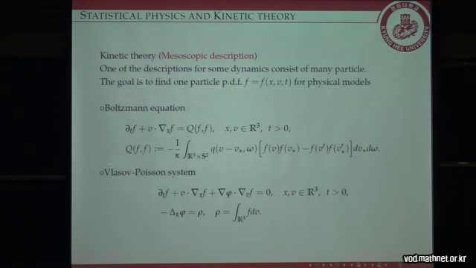Another example is the Vlasov-Poisson system. If we assume there is no collision, or the collision is ignored, then we can consider this Vlasov equation. There is a force field, and the Poisson field governs this system. Then we have this Vlasov-Poisson system, which represents galaxy dynamics.